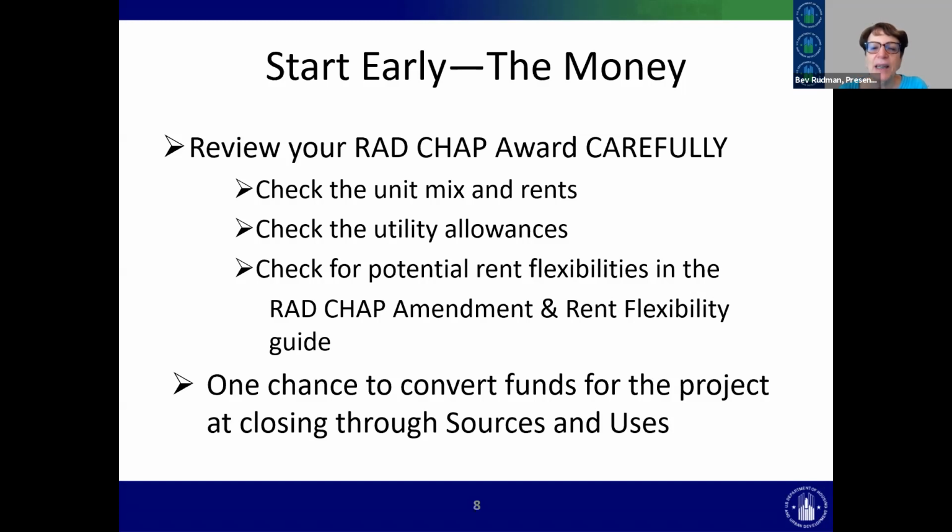So again, now you've had a little brief discussion about the CHAP and how you can look at it and what kinds of things you can do and what kind of changes you can make. And I'm asking you, I am begging you to look at your CHAP award carefully, in caps, right? Check your unit mixes and rents. Check your utility allowances. Understand that you may need to update those utility allowances because you want to do that as early as possible so nothing's held up at the last minute.